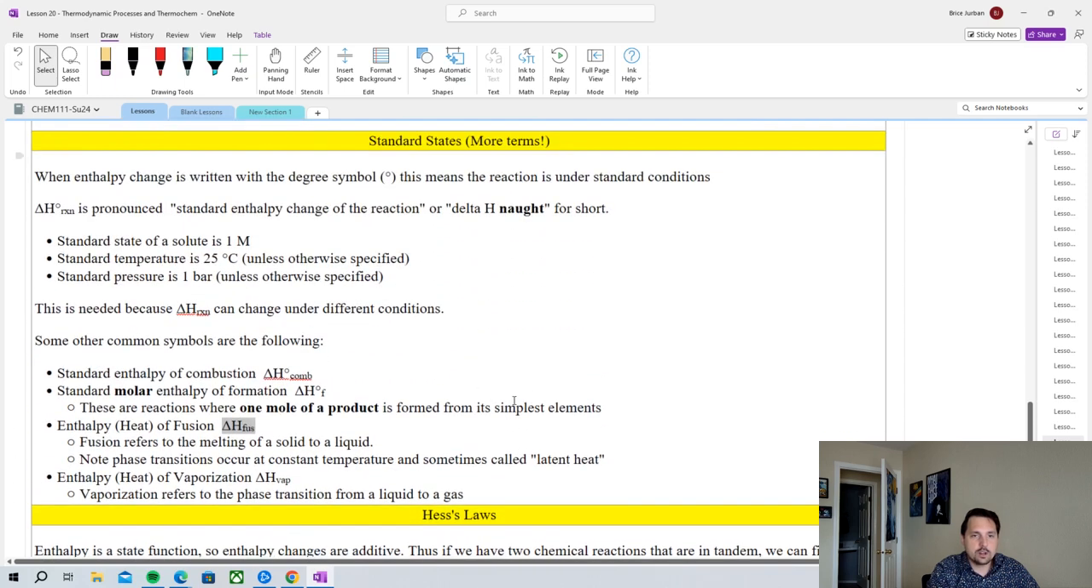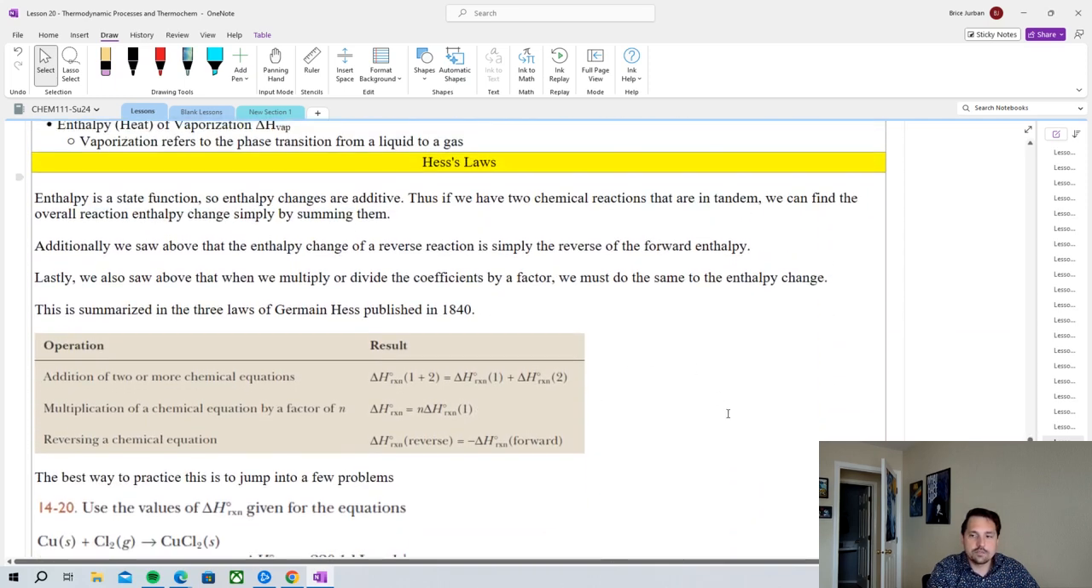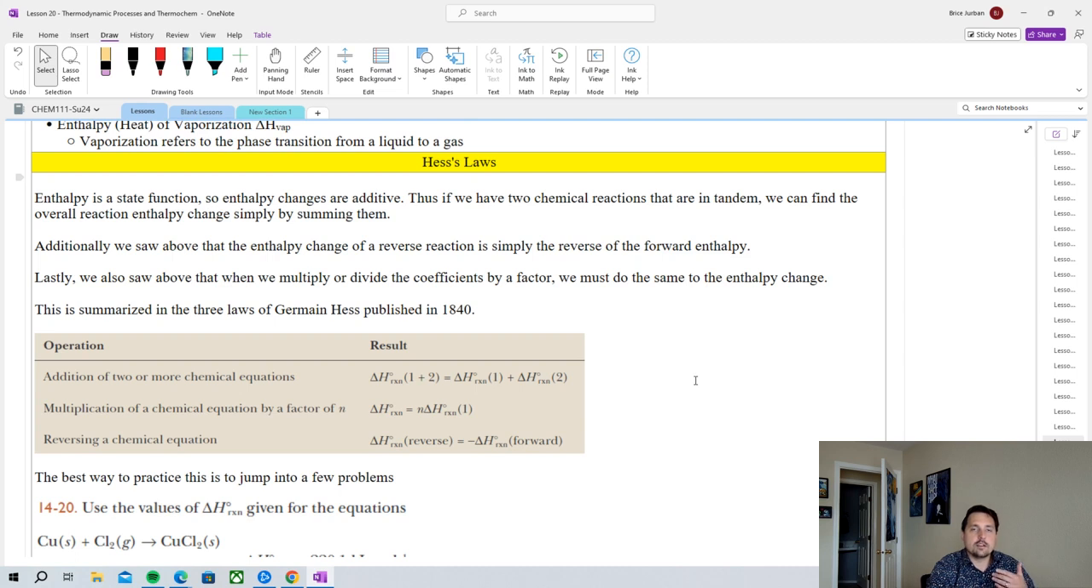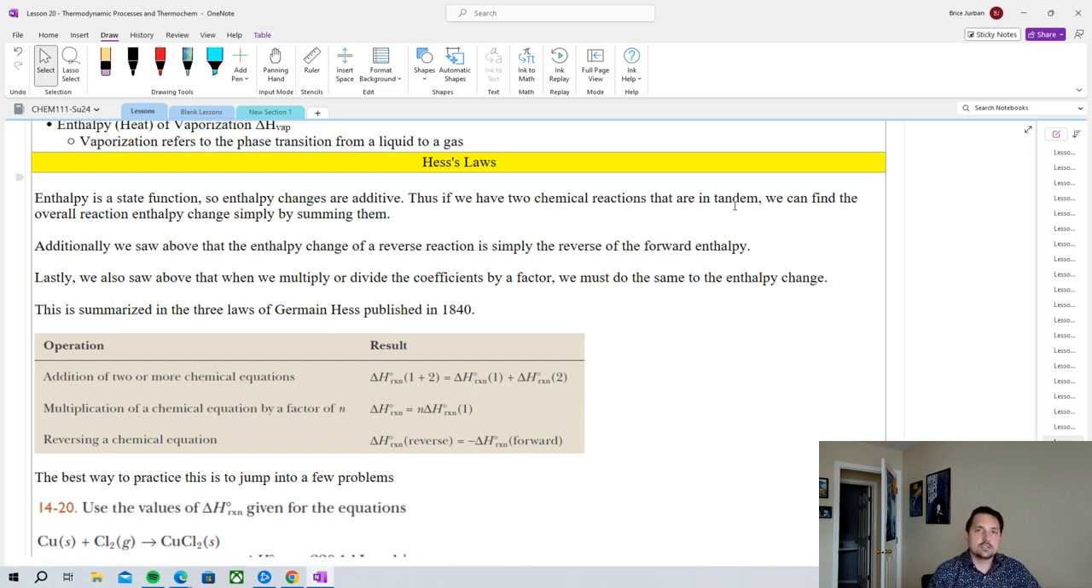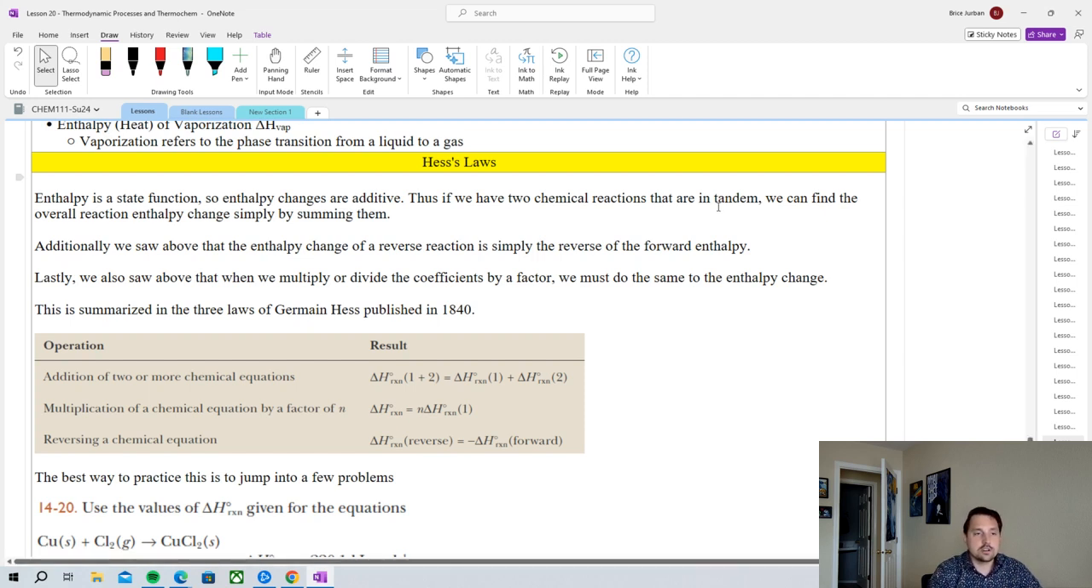Okay, so done with those definitions. Let's look at Hess's law, which is a really important way to look at how enthalpy changes and their property being a state function can be used to figure out new chemical reactions. So if we have two chemical reactions that are done in tandem and we want to know what the new overall reaction enthalpy is, we can simply sum the delta H values of those two different reactions, or if we might have 3 or 4 reactions that are occurring, we can sum all those together. We just need to make sure that we sum them together in the right order.